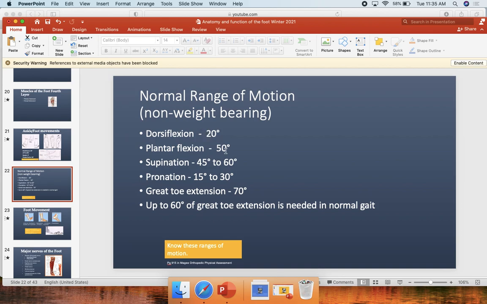Variances outside of these textbook answers certainly happen, and not all of them always lead to pathology. Sometimes it's more range of motion or just slightly less. But these are the general textbook answers that we need to know in response to our general ranges of motion.